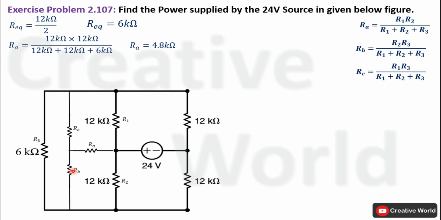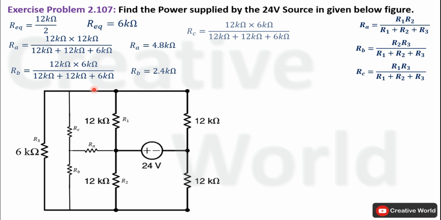Similarly, RB will be the product of R2 and R3, 12 kilo ohm and 6 kilo ohm, divided by the sum of three resistances. So it will become 2.4 kilo ohm. And the same case will be for RC. RC will be equal to the product of R1 and R3 divided by the sum of three resistances. It will also be 2.4 kilo ohm.